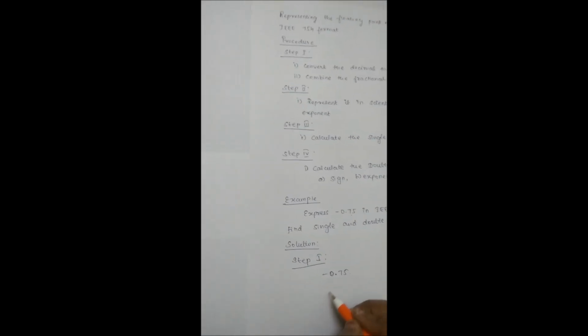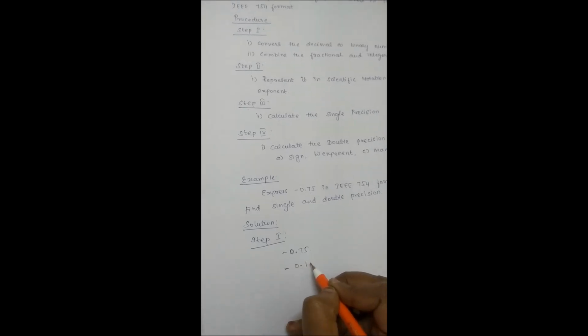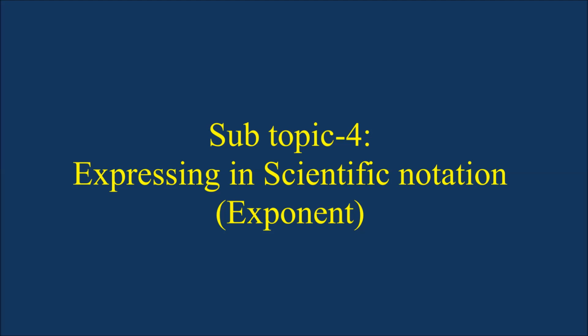So this is the method to calculate the binary of the fractional part. The value we have is 1 and 1. We combine the values, so it is minus 0.11. So this is what the first step is.